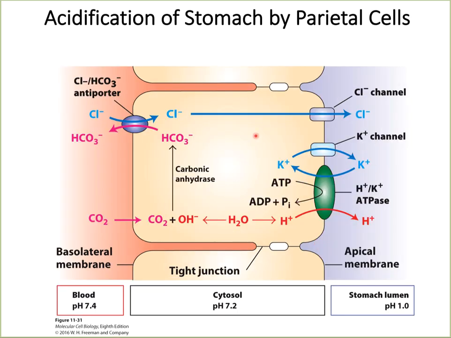Here is another example, which is acidification of the stomach lumen by parietal cells in the gastric lining. This happens after any food intake to kill pathogens and to make food acidic for the stomach enzyme function, which requires acidic pH to function. But the parietal cells acidify the stomach with HCl while remaining at a neutral cytosolic pH.